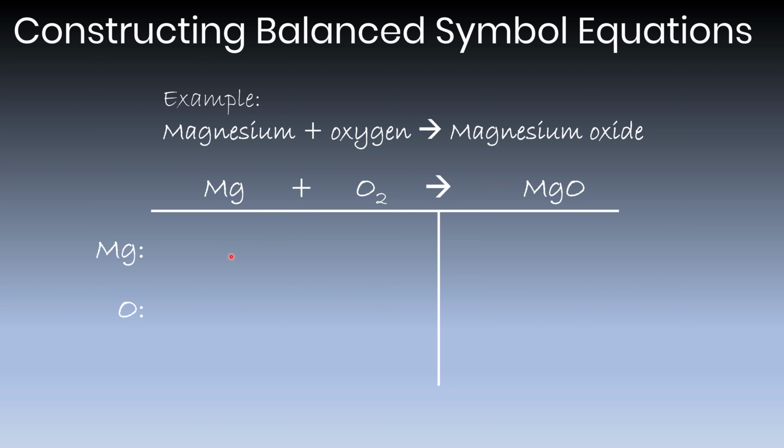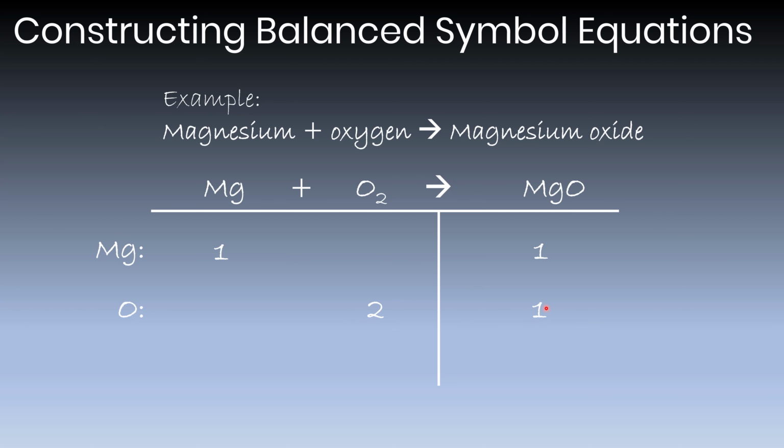On the left, we can see we have one atom of magnesium. In the products on the right, we can see we also have one atom of magnesium. So at the moment, it appears balanced. If we now look at the oxygen, we can see on the left in the reactants, we have two atoms of oxygen, whereas on the right in the products, we only have one atom of oxygen. Therefore, we're not balanced because the number of oxygens on both sides is not the same.